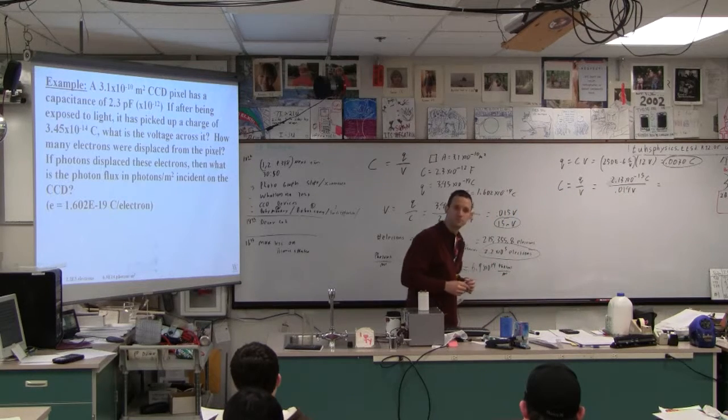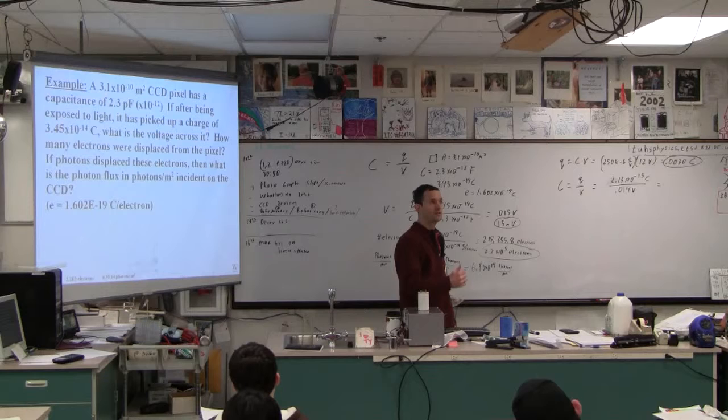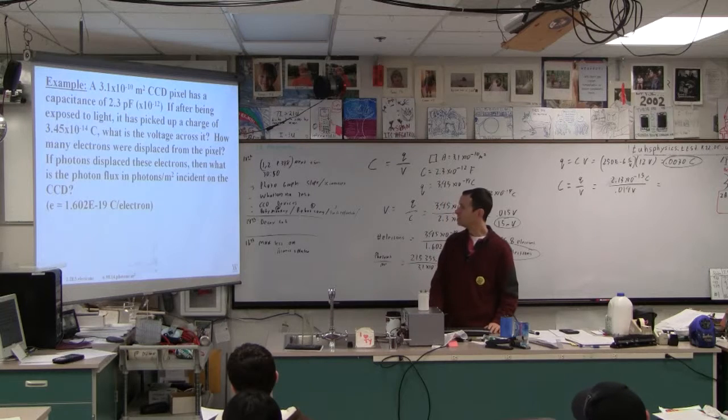Casey? So do fewer photons per square meter correspond to less resolution in pictures? No, fewer photons is just dimmer light, right? Yeah, so fewer is dimmer. You can count them.